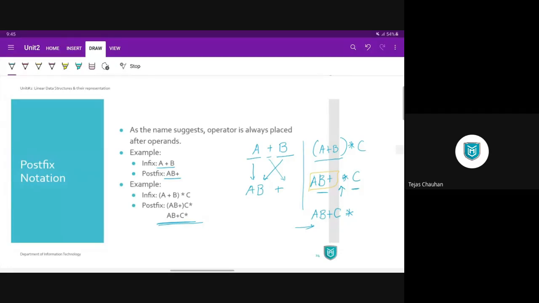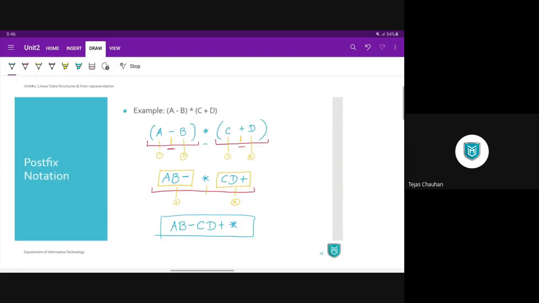So that was the very basic example, and then we looked at a somewhat larger one, a plus b star c. Now there is a parenthesis here, so we'll solve that first. That becomes ab plus, and then we have star c. So c comes first, and then star will be appended at the last. So ab plus c star, right? Those were the basic examples, and then we started going step by step through somewhat more complex ones.